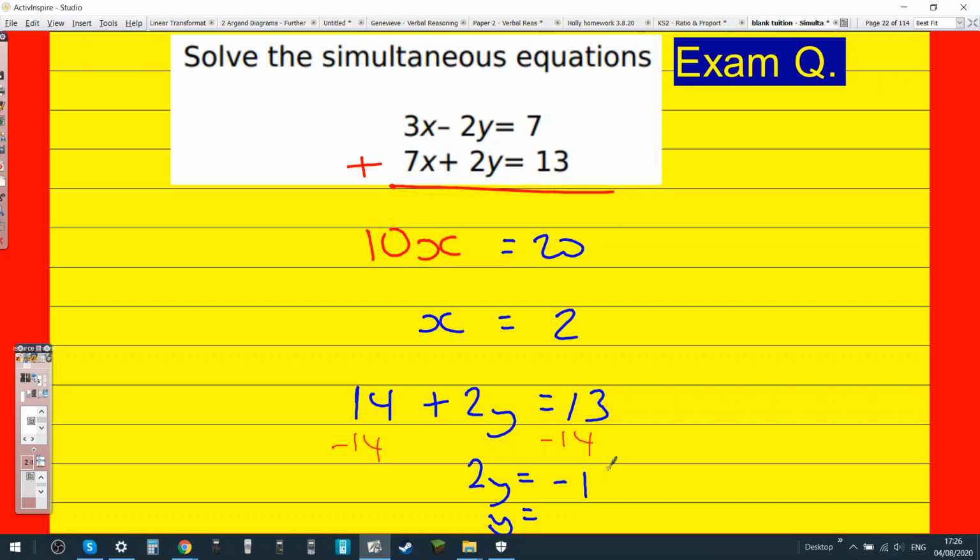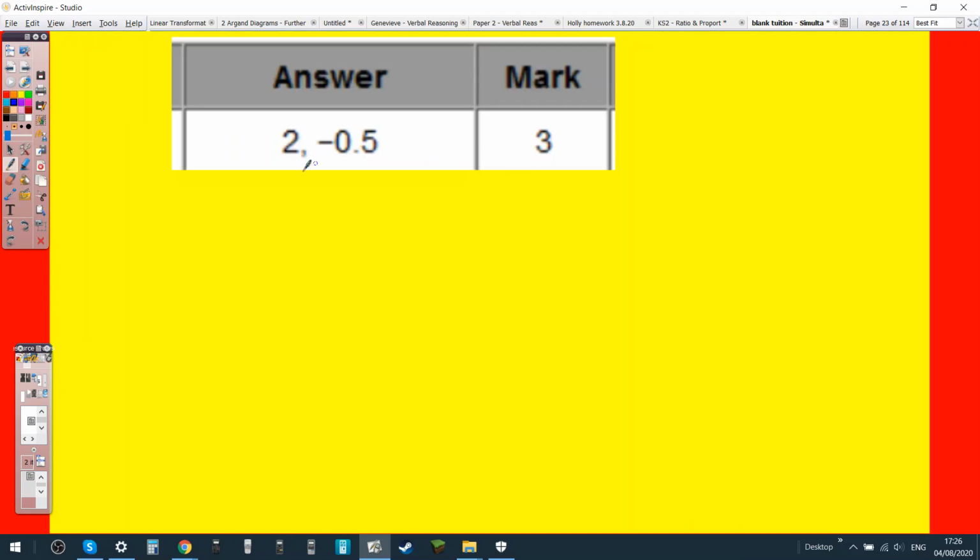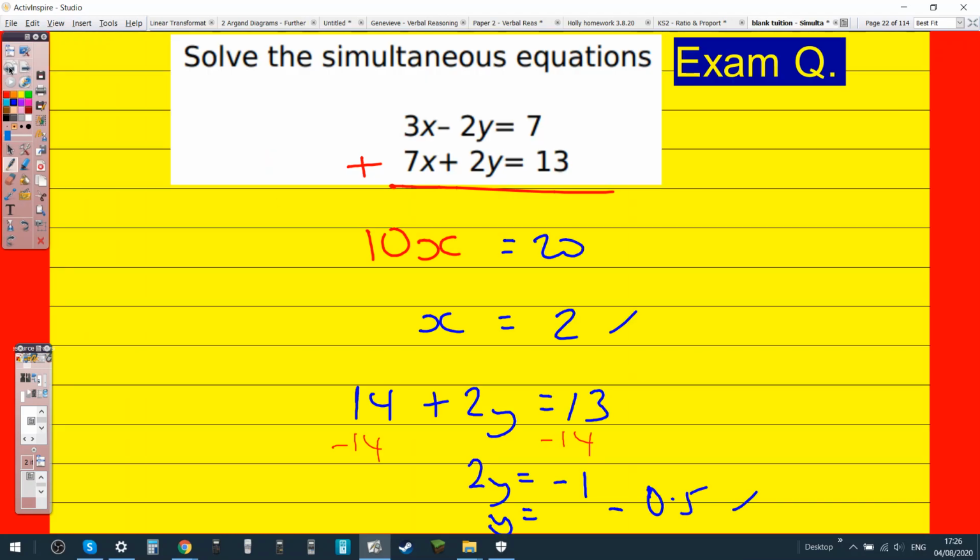So y would be minus 1 divided by 2. That would be minus 0.5, or minus a half, same thing. X is 2, y is minus 0.5. Different signs, so you add them, and then you just solve. 10x is 20, so 1x is 2.